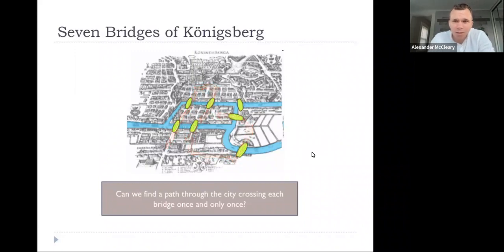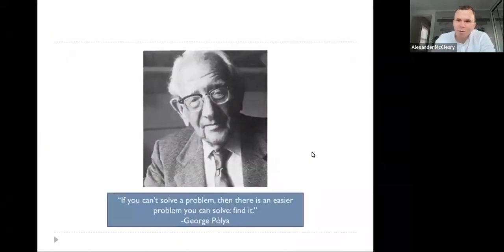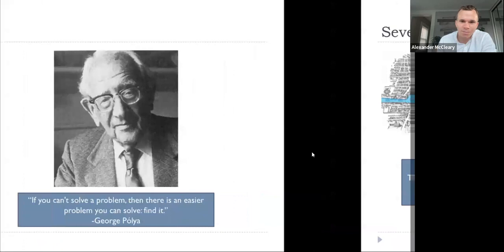And so this was a long-standing problem that Euler finally cracked. The way he solved it was very clever. I'd like to start with a quote from George Pólya: If you can't solve a problem, then there's an easier problem you can solve. Find it. This is exactly what Euler did.